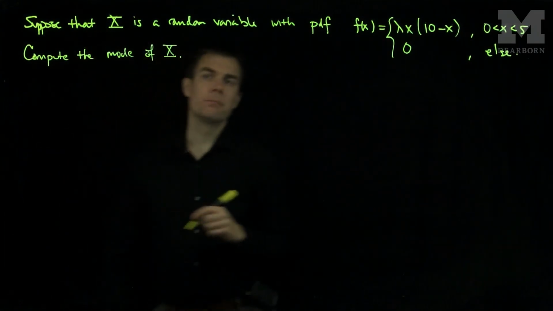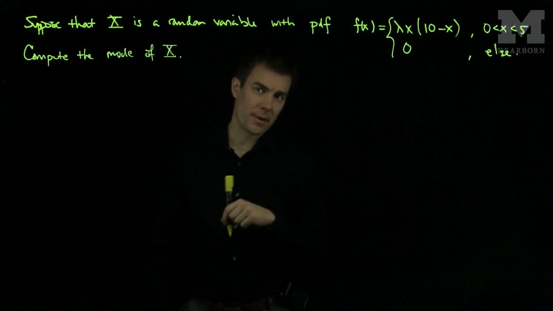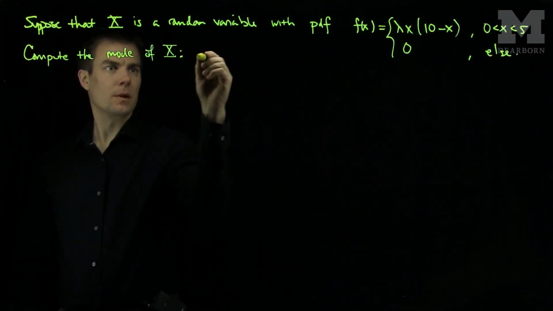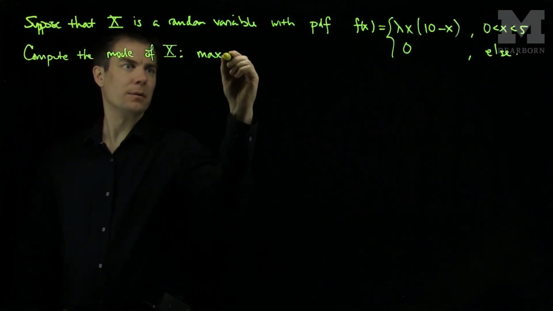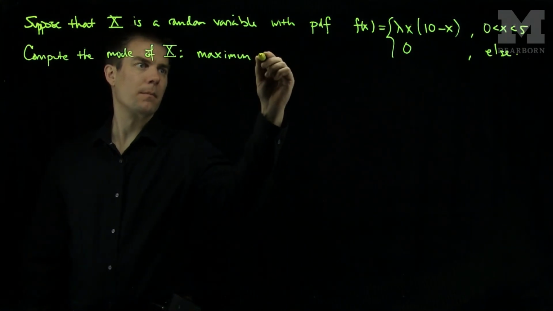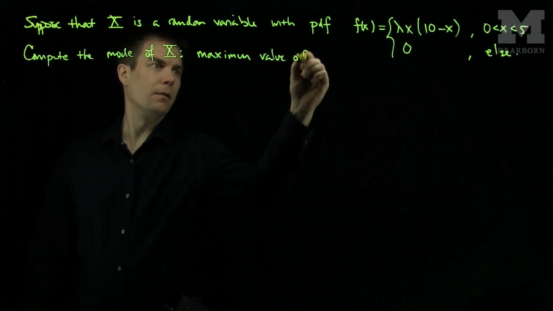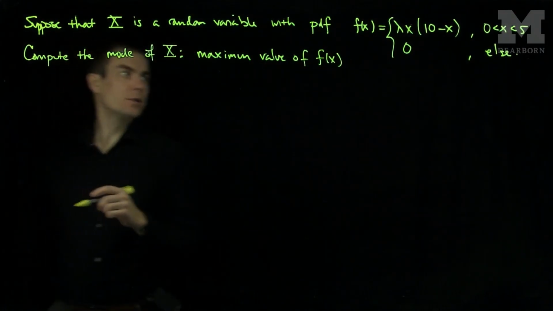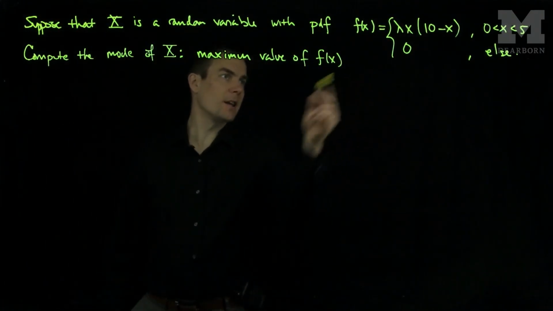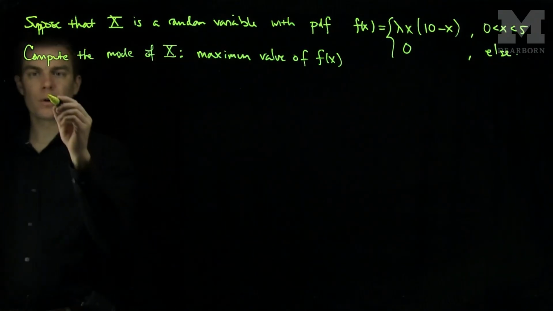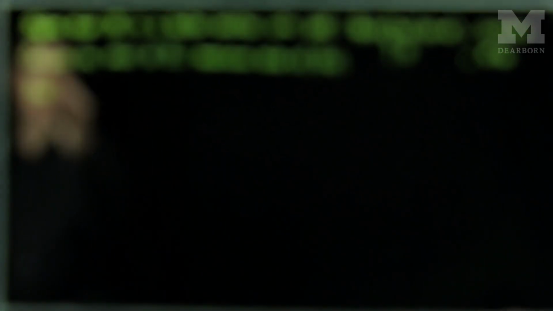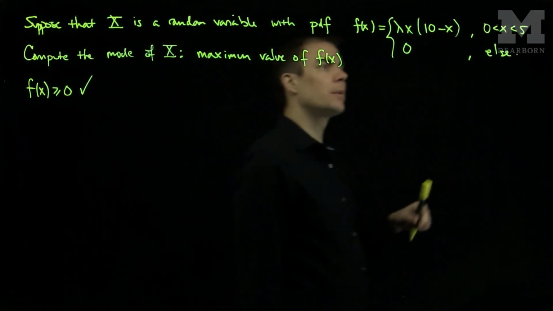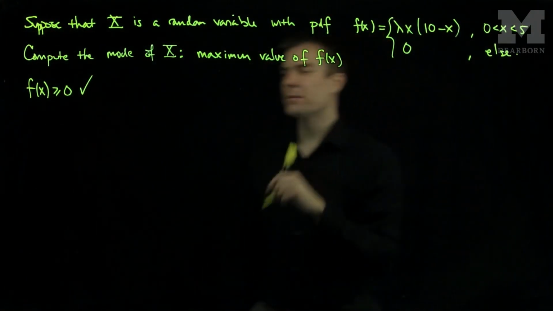Remember, the mode is the most likely value that's output by the random variable x. So to compute the mode, this is the maximum value of the PDF, f of x. The first thing we need to do is find out what this parameter lambda is. We know that f of x is greater than or equal to 0. That's clear from this definition, because this will be positive and this will be positive.